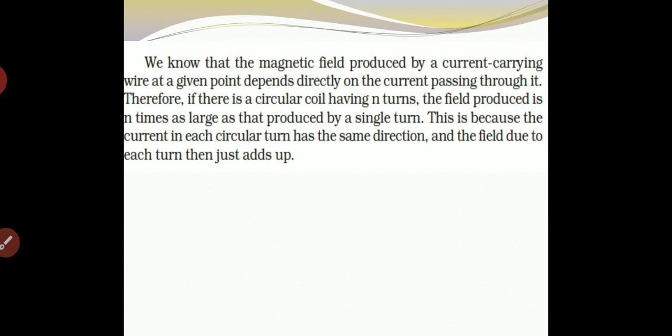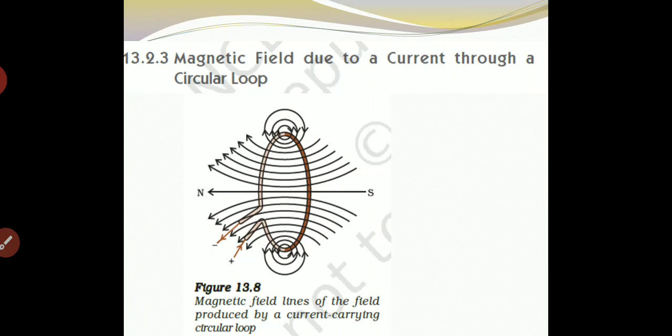Therefore, if there is a circular coil having n turns, what will be seen? The field produced is n times larger than that produced by a single turn. It will be n times larger because the current in each circular turn has the same direction, and the field due to each turn just adds up. The direction will be the same, as you can see.